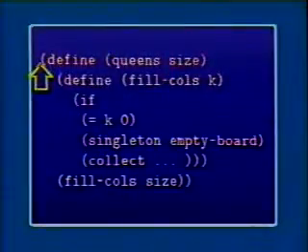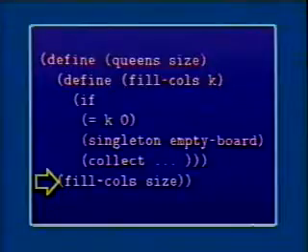Right, to solve the 8 queens problem on a board of some specified size, we write a subprocedure called fill columns. Fill columns is going to put down queens up through column k. And here's the pattern of the recursion. I'm going to call fill columns with the size eventually.